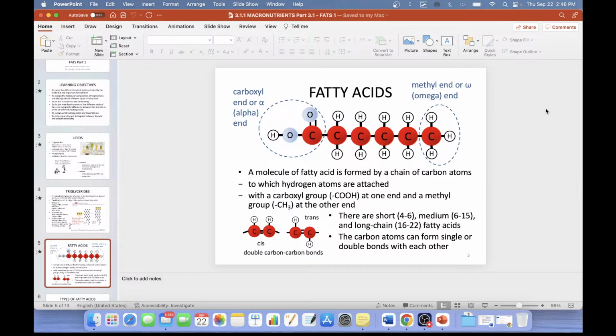And the double carbon bond can be of two types. It can be cis if the hydrogen atoms that are attached to the two double bonded carbon atoms are both on the same side of the chain, as it is represented there, where cis means same side. Or it can be a trans double bond, where trans means across, where the two hydrogen atoms are instead on opposite sides of the carbon chain. Okay?